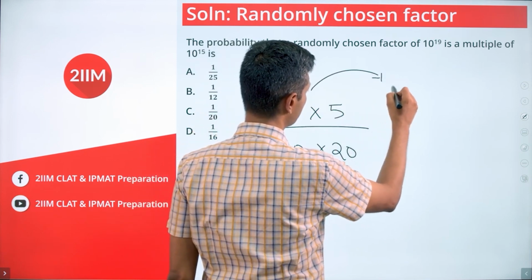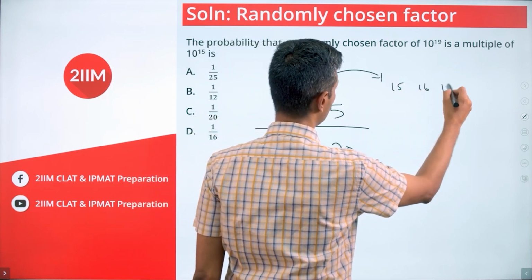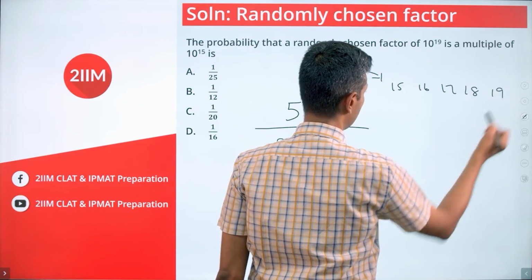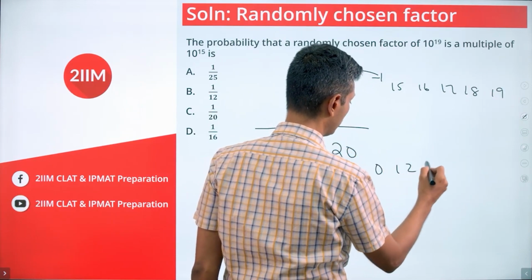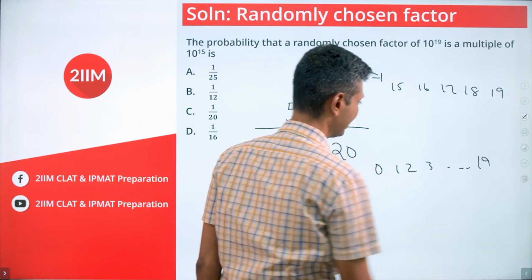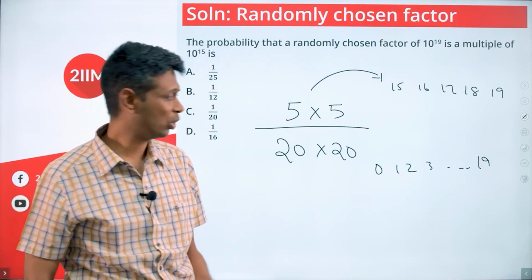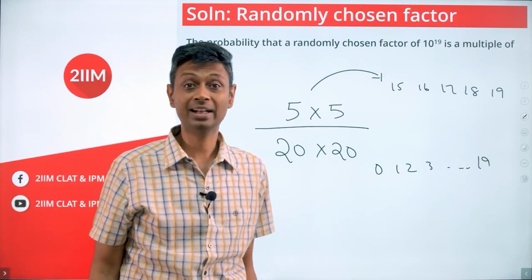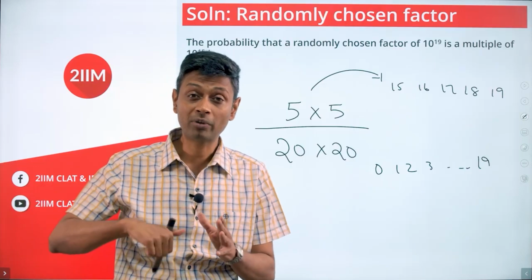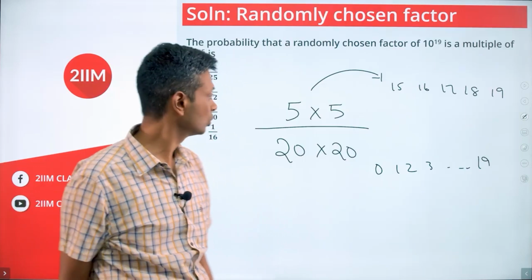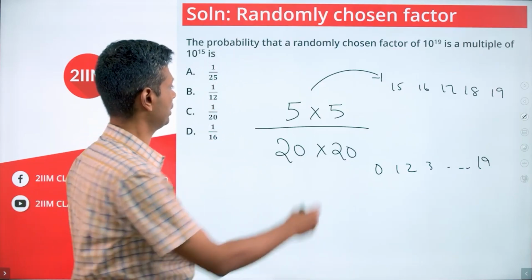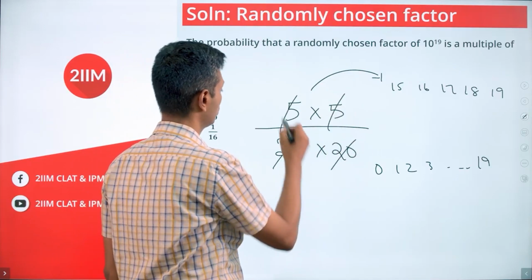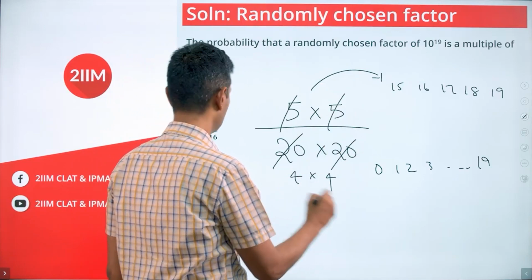Here the powers take values 15, 16, 17, 18, 19. Here powers take values 0, 1, 2, 3 all the way till 19. Given that you're selecting one out of these, what is the probability that it will happen to be this for both the power of 2 and the power of 5? 5 into 5 by 20 into 20, 1 by 4 into 1 by 4, which is 1 by 16.